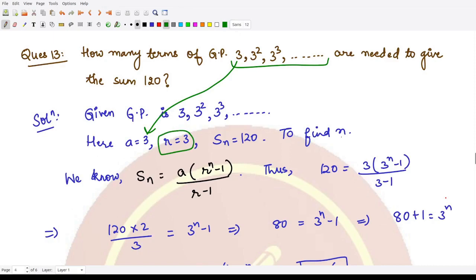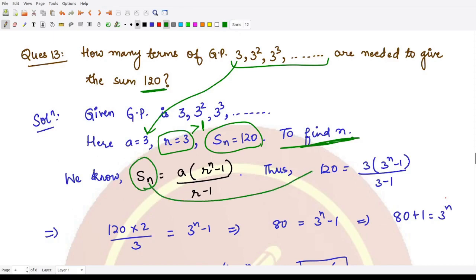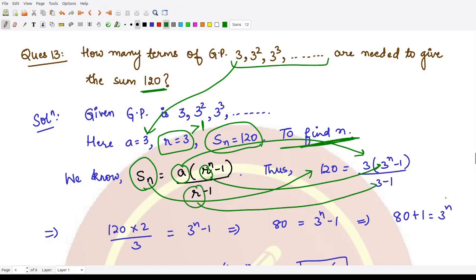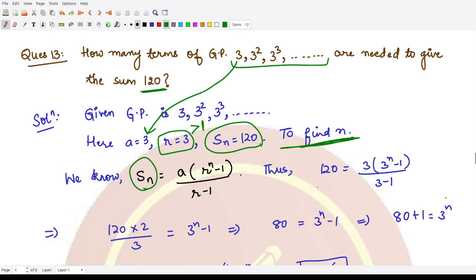So they are saying what is the value of n, how many terms are required in order to have the sum as 120. So Sn is given to us as 120, right? So we know because r is 3, which is greater than 1, we can use the formula of the sum as a(r^n - 1)/(r - 1). So the value of Sn is given to us, it is 120. The value of a is known to us, it is 3, and the value of r is known to us, which is also 3, right? So we need to calculate what is this n. So let's move ahead and solve for the value of n.